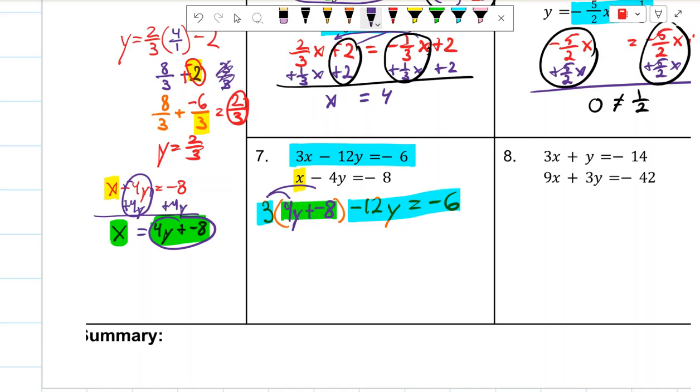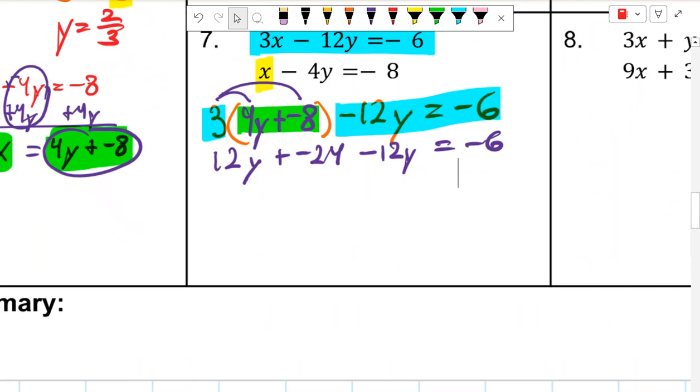So we're going to use the distributive property and get 12y plus negative 24 minus 12y is equal to negative 6. Now we would love to add these terms together, but the problem is we have a subtraction sign, so we're going to use the additive inverse. And now you can see that we put the 12y together with the negative 12y. Well, the y's have disappeared. And what's left over?